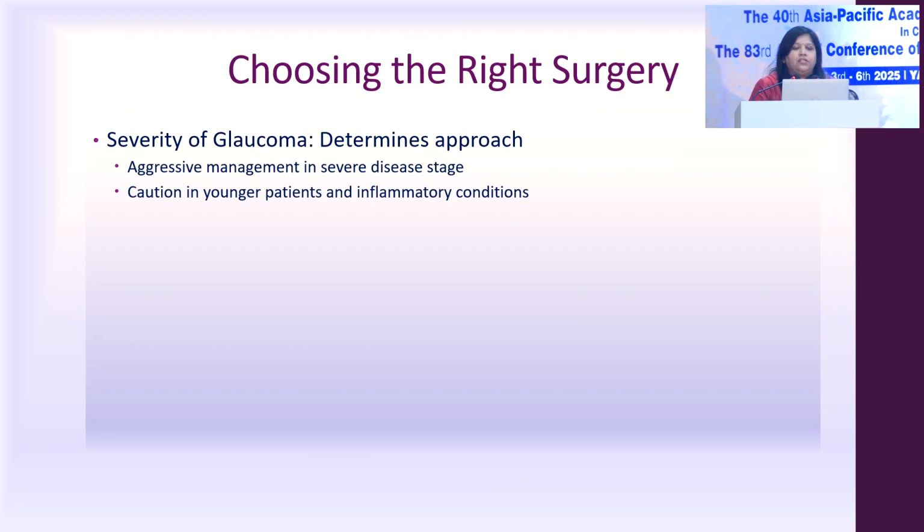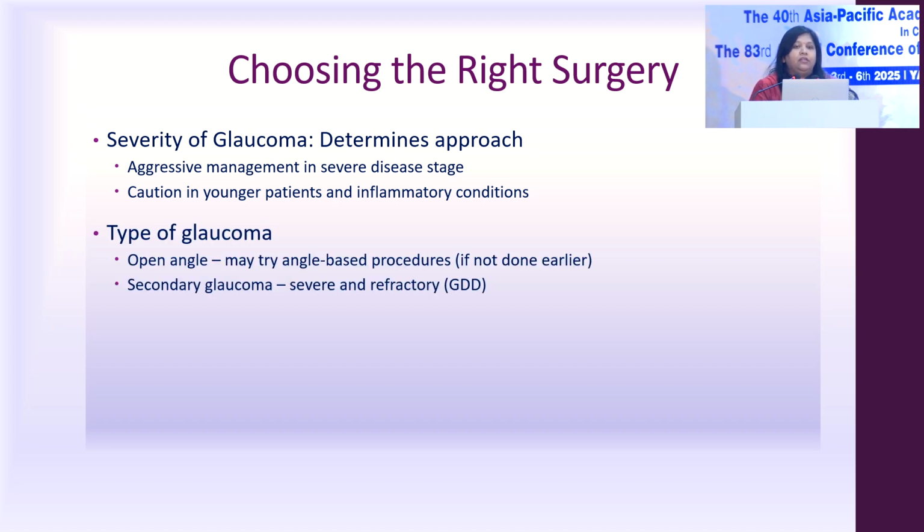So choosing the right surgery. The severity of glaucoma determines the approach. Aggressive management is warranted in severe disease, and caution in younger patients and those with inflammatory conditions. The type of glaucoma: if it's an open angle glaucoma, one may try angle-based procedures if not done earlier.